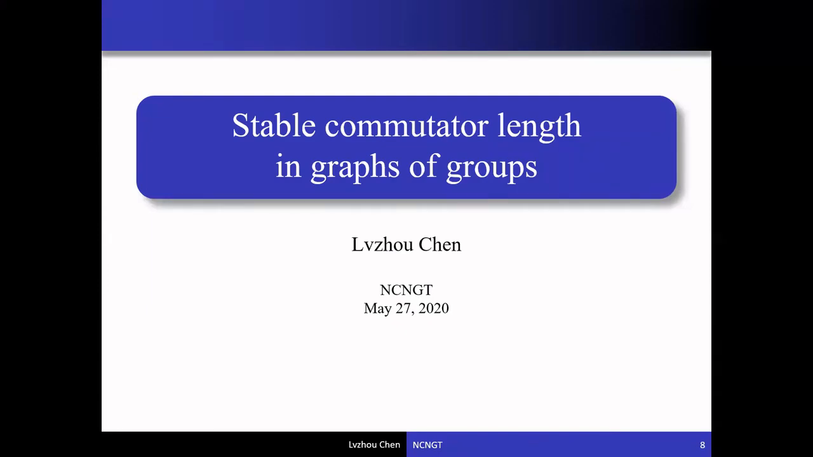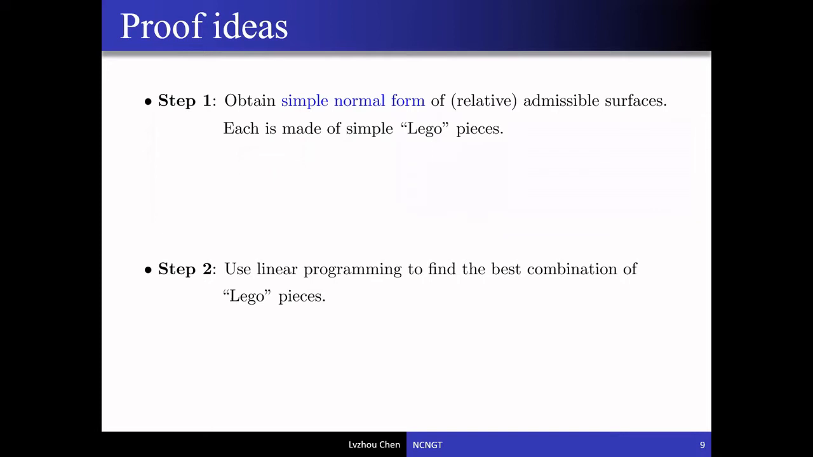This is the second half of my talk on stable complete length in graphs of groups. At the end of the first part, we mentioned that there are two steps going into the proof of the main theorem. First, we simplify admissible surfaces into simple normal form. This makes admissible surfaces more structured. Using this structure, we can turn the problem of computing stable complete length into a linear programming problem.